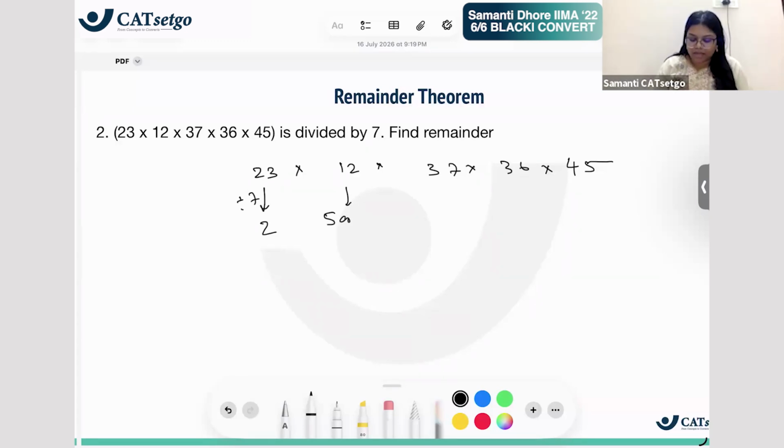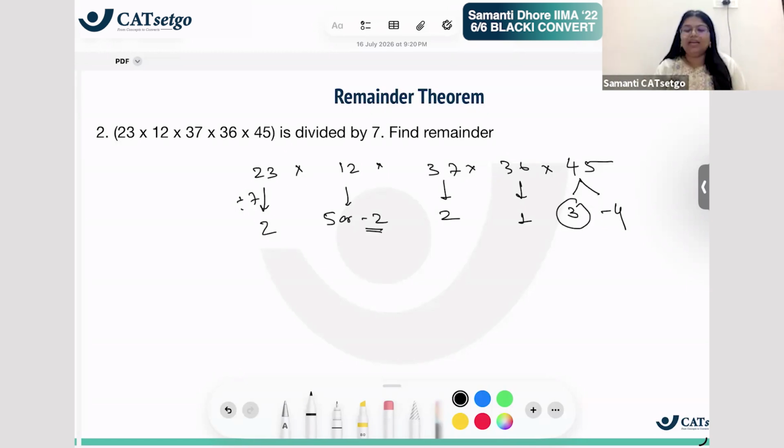I can write 5 or I can also write -2, because 7 times 2 is 14. Right? Here the remainder I can write 2. For 35 I can write 1. And here 45 is there, so the remainder can either be 3, since 7 times 6 is 42, or with 7 times 7 is 49, the remainder can be -4. We are going to write whatever is smaller. So this is smaller here.